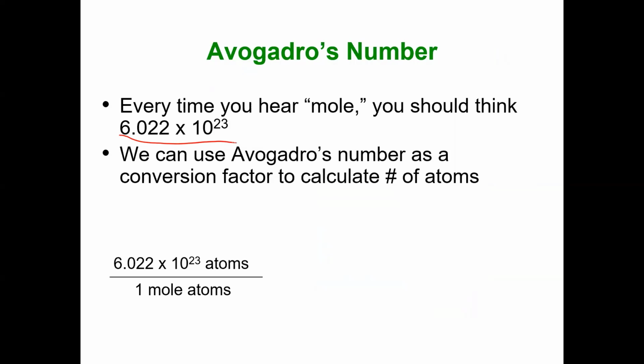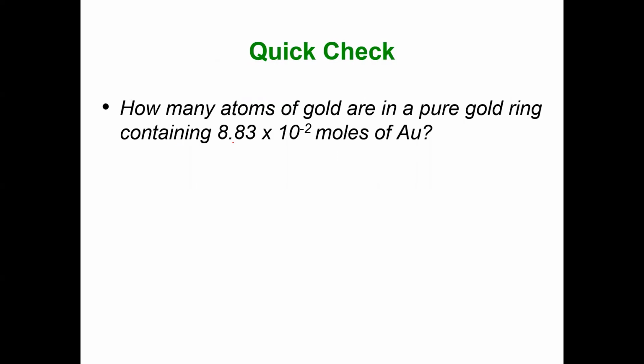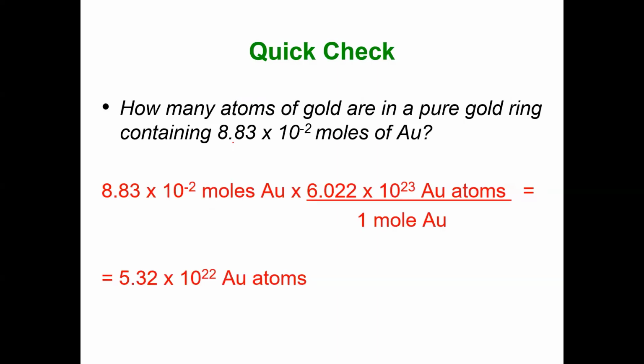Now, why is this useful? Well, we can use moles to the number of particles as a conversion factor, and we can flip it. So if I had a problem that's asking me how many gold atoms are in a pure gold ring of 8.83 times 10 to the negative 2 moles of gold, it's easy to solve because I know in 1 mole of anything, there's 6.022 times 10 to the 23rd. So I use my conversion factor method.